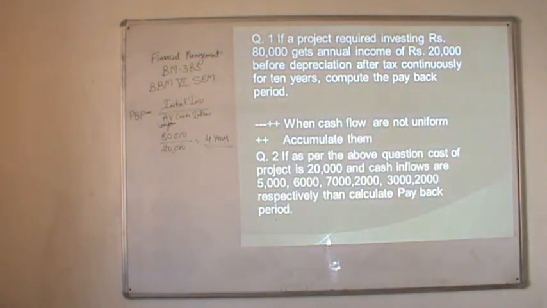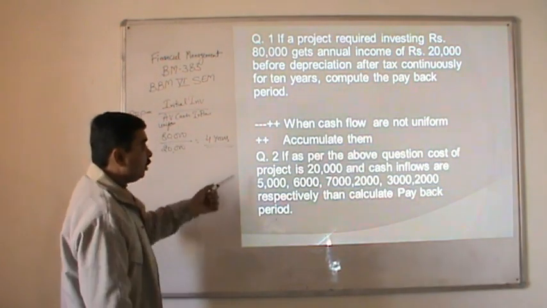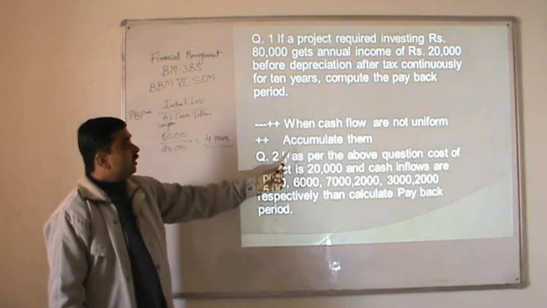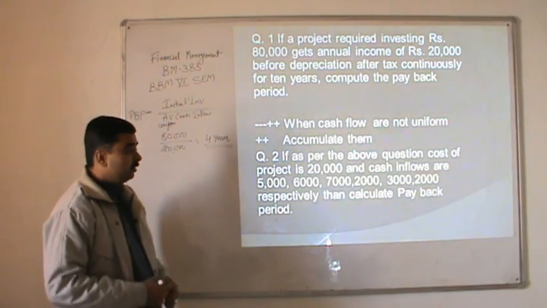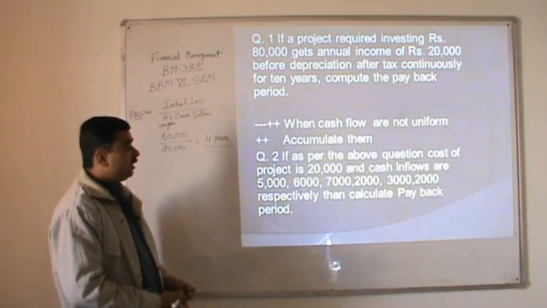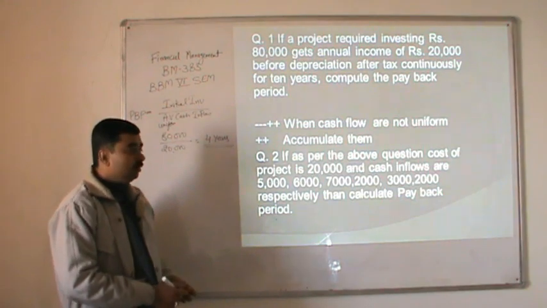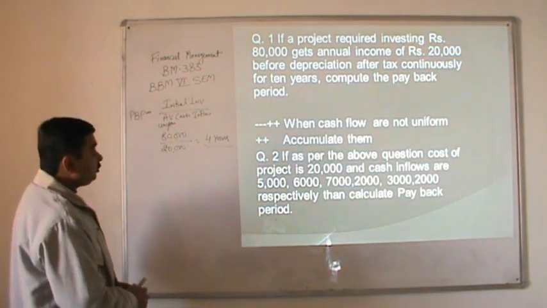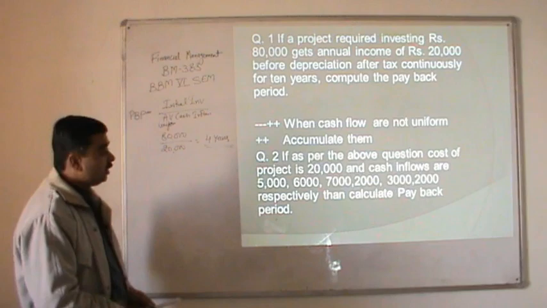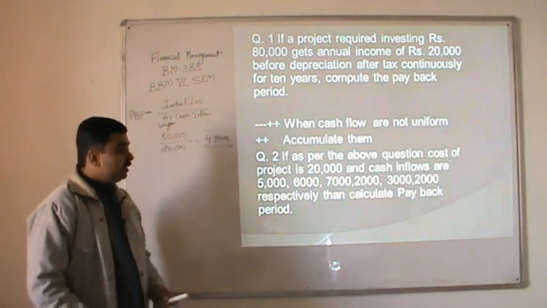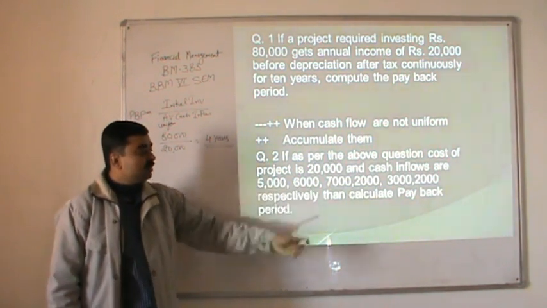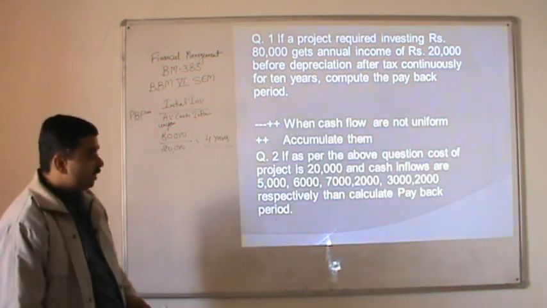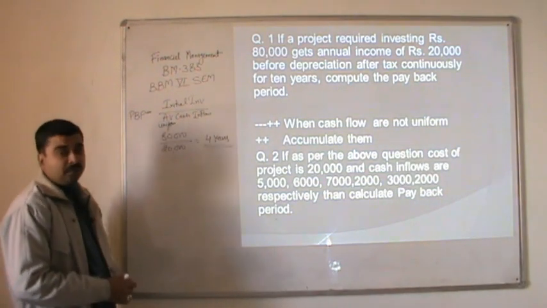When the cash inflows are not uniform, we use the accumulation method and we accumulate the profit year by year so that we will get the investment back in one particular year. Now I have another question which says that the cost of the project is 20,000 rupees and cash flows are 5,000, 6,000, 7,000, 2,000, 3,000 and 2,000. Then how do we calculate the payback period?